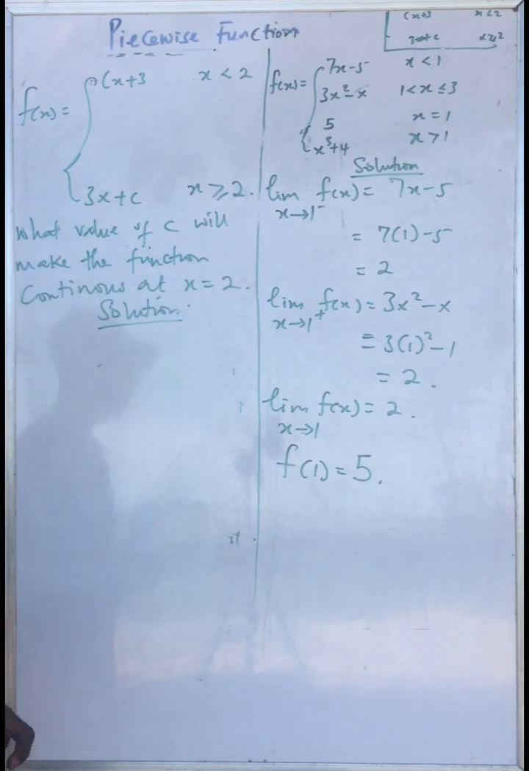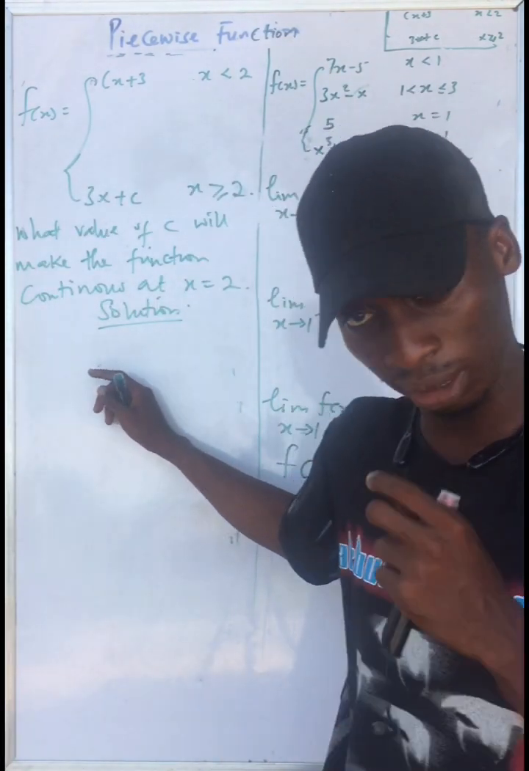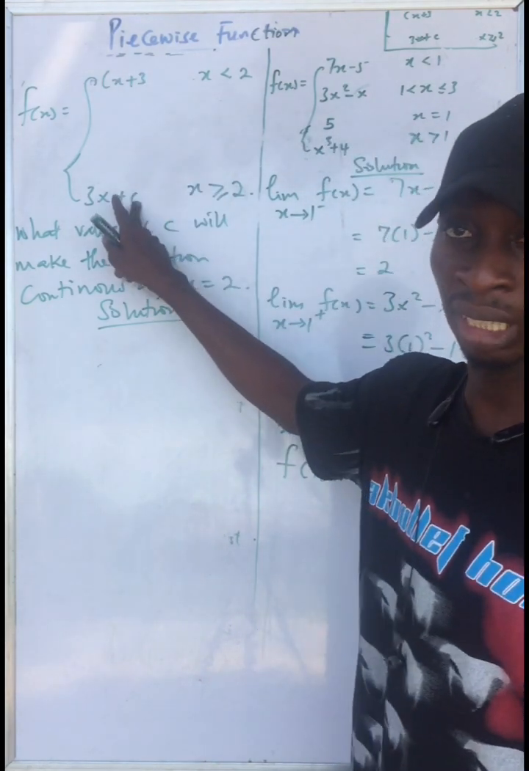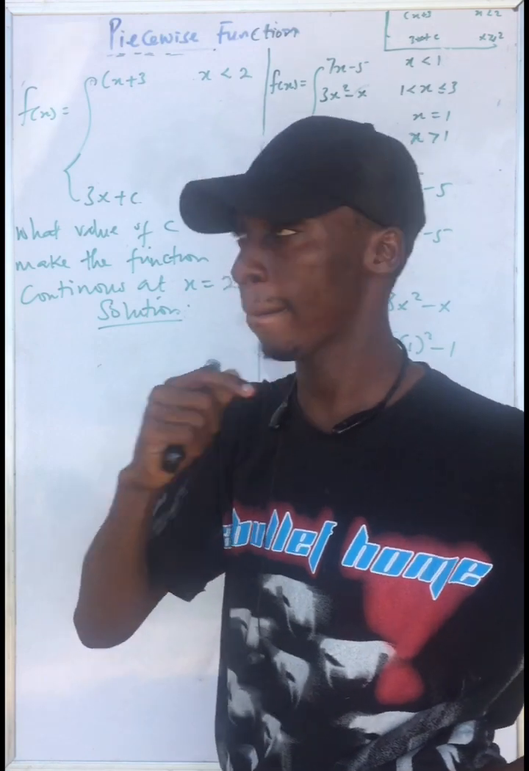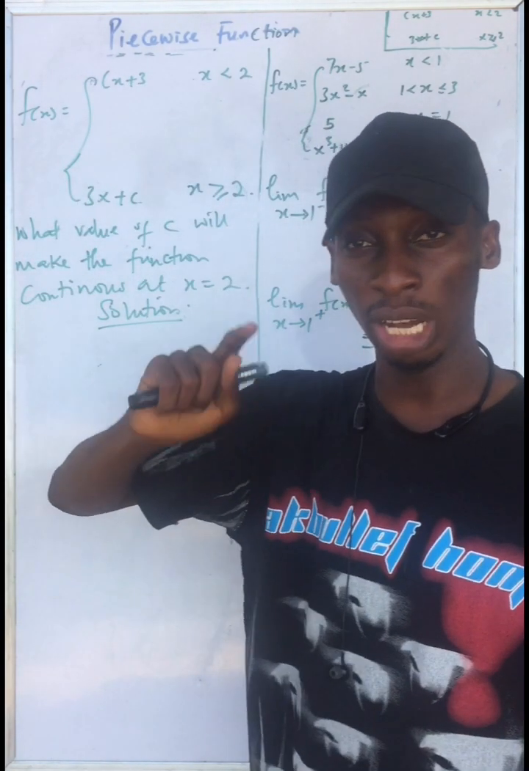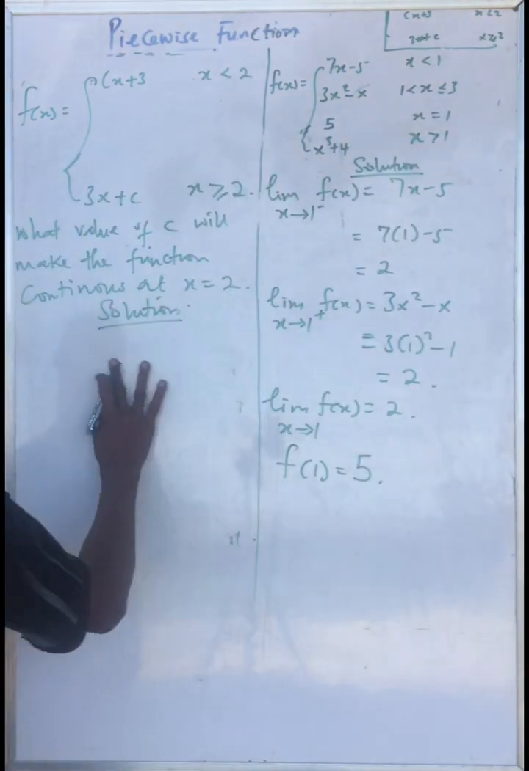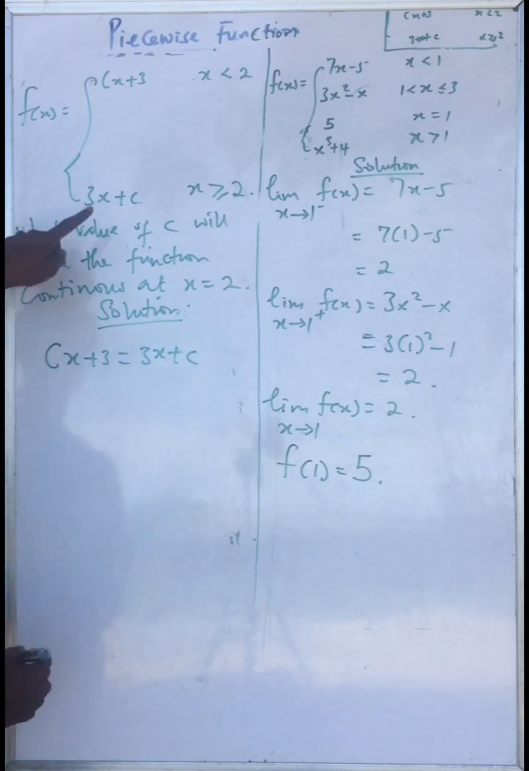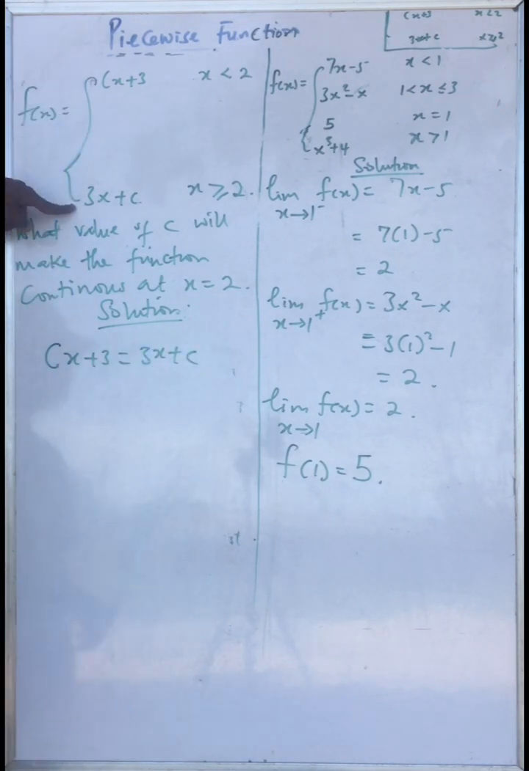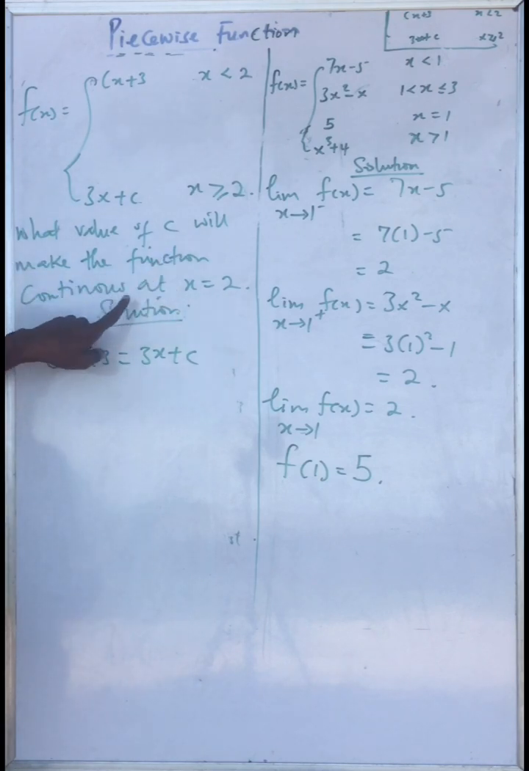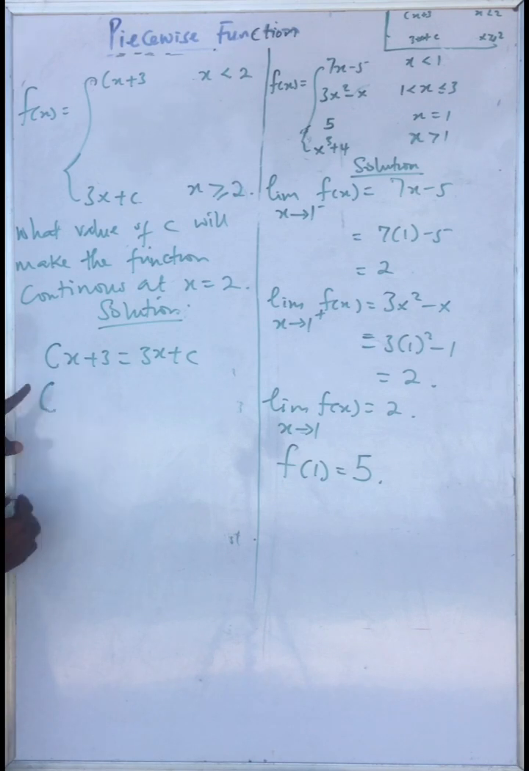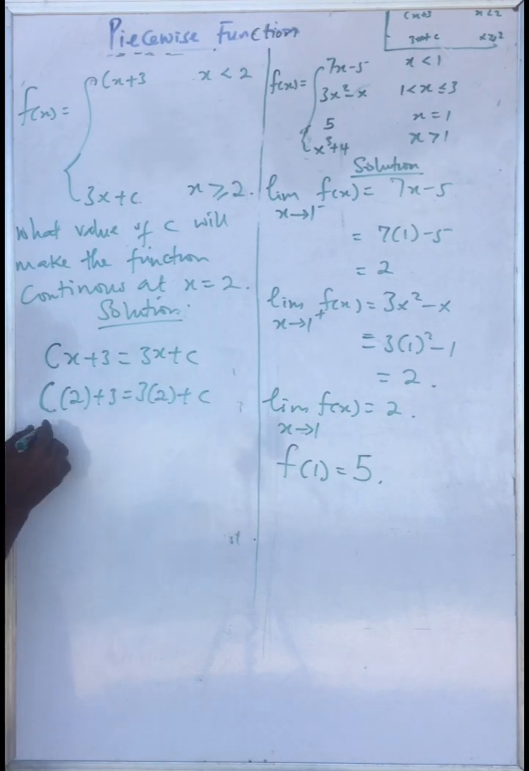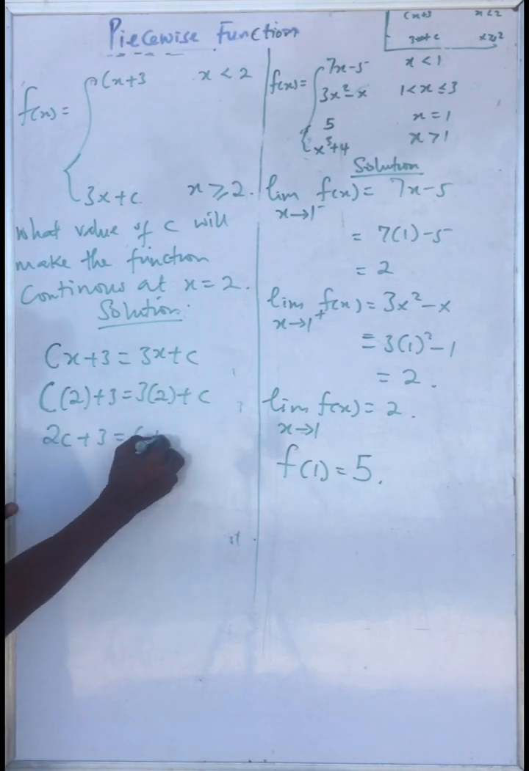Now I must tell you something: for this function to be continuous at x equals 2, their y values must be the same. That is, the y value in the first equation must be equal to the y value in the second equation, in the sense that my cx plus 3 must be the same as my 3x plus c. This equation must be equal to this. Now remember, at x equals 2, we are going to substitute anywhere we see x with 2. c times 2 plus 3 is equal to 3 times 2 plus c, and that gives us 2c plus 3 equals 6 plus c.